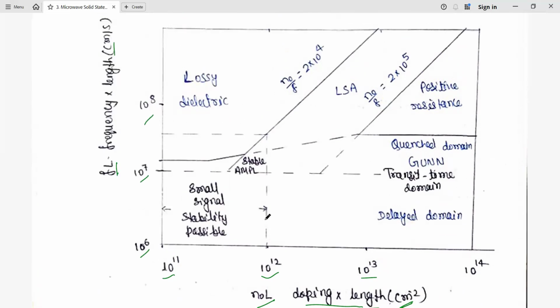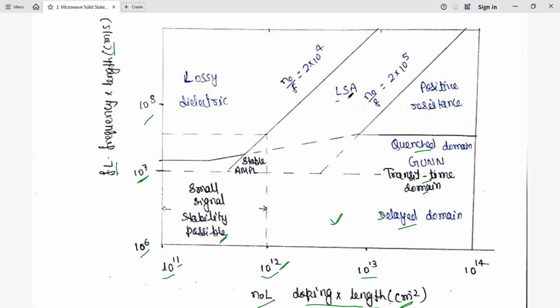Now you see different regions. If the product N naught into L is in the range of 10 to power 11 to 10 to power 12, and fL is below 10 to power 7, this has small signal stability. On the right side, where the Gunn diode works mostly, N naught into L is more than 10 to power 12 and fL is around 10 to power 7. Here we have three different modes: quenched domain, transit time domain, and delay domain. This is the part where Gunn diodes are going to work.